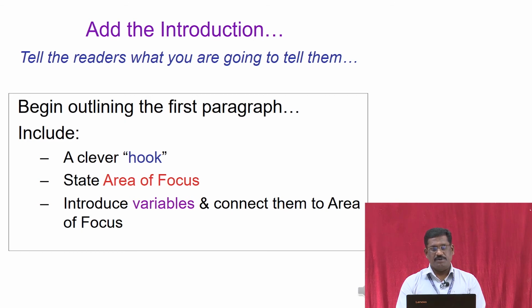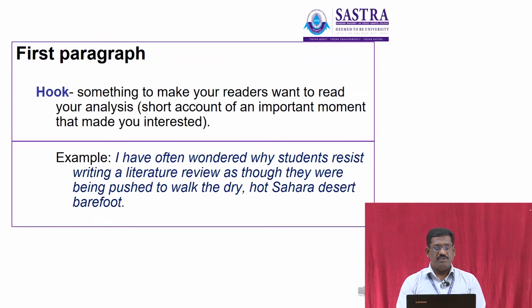And at the introduction, tell the readers what you're going to tell them. Begin outlining the first paragraph. Include a clever hook. State your area of focus here. Introduce variables. Connect them to your area of focus. That's the way you try to articulate your review of literature paragraph.